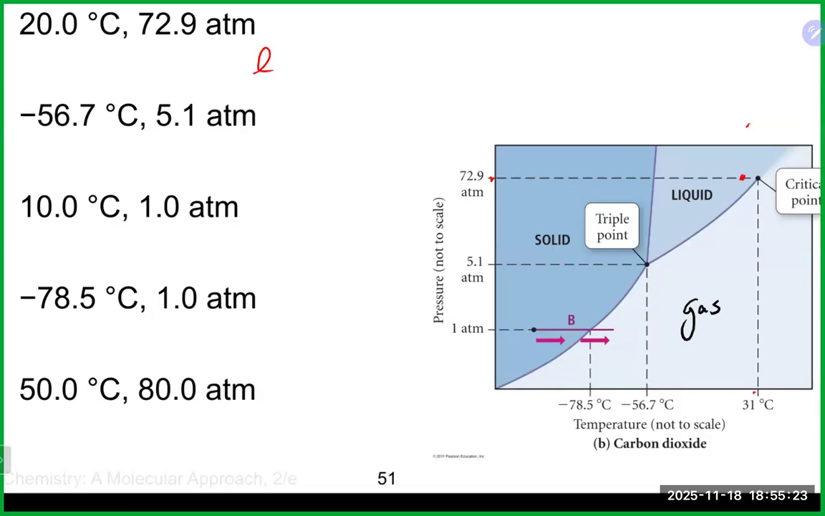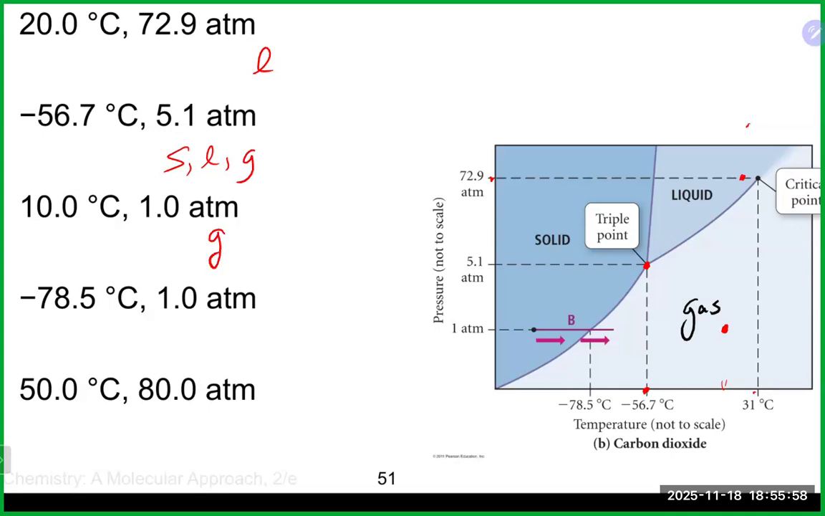We got minus 56.7, which is here. And we got 5.1, which is right there. And that is our triple point. That is the point where we have everybody happening at once. All three phases are basically occurring at this point. If we go to 10 degrees Celsius, which I guess would be somewhere in this ballpark, and 1 atmosphere, which would be right about there, so somewhere in this ballpark, that would put us in the gas phase.